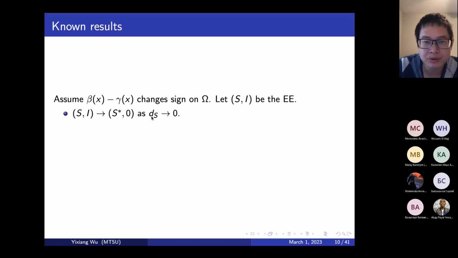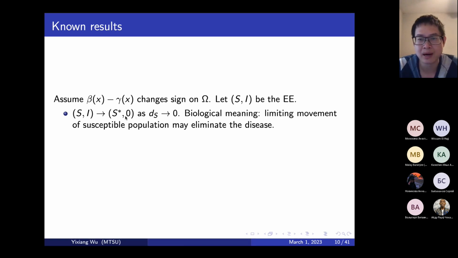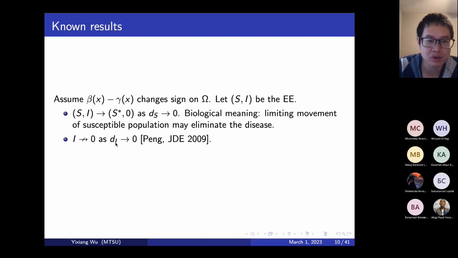if you limit the movement of susceptible people, you also have the I component converging to 0, which means, again, you can eliminate the disease by limiting the movement rate of susceptible people. Later on, people showed that if you limit the movement of infected people, you cannot cure the disease.